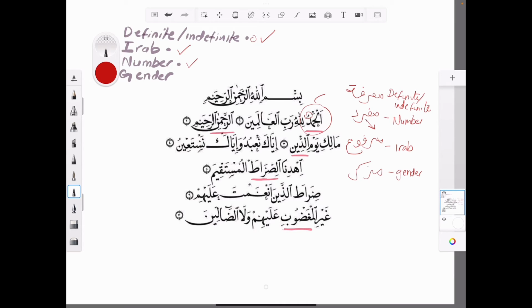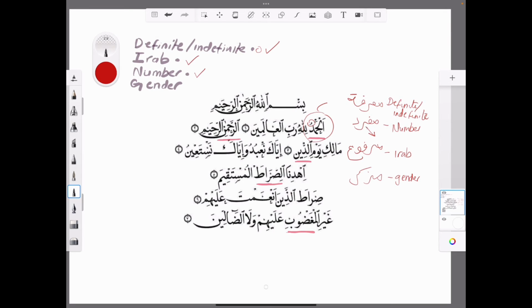What I want you to do is pause the video and go through Ar-Rahman, Ad-Din, Sirat and Maghdub, and do that for me. So stop the video, pause the video, and when you're ready, press play and we'll do this section together. While I'm deleting that, you can pause it as well.